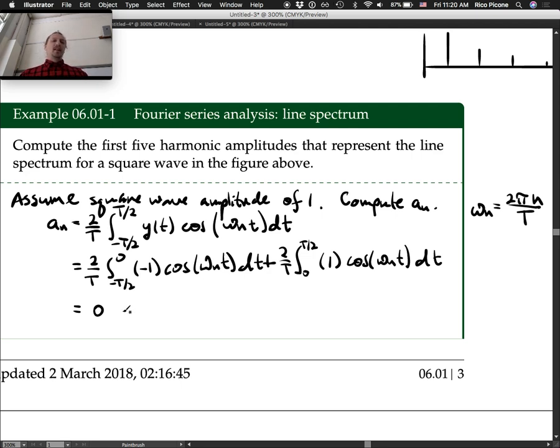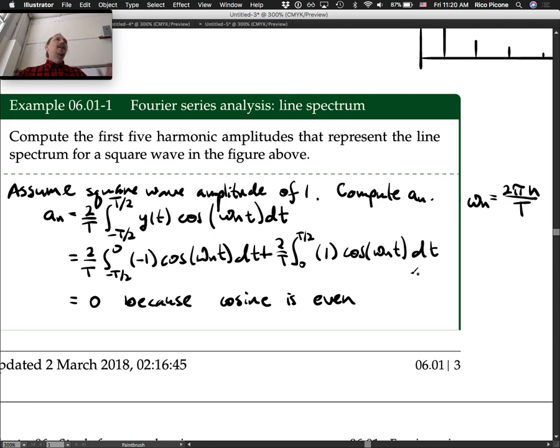And this is because cosine is even. And in fact, it can be shown that for any even function, so this is something that, this is bonus for being here at the lecture. You get to know this shortcut on an exam.